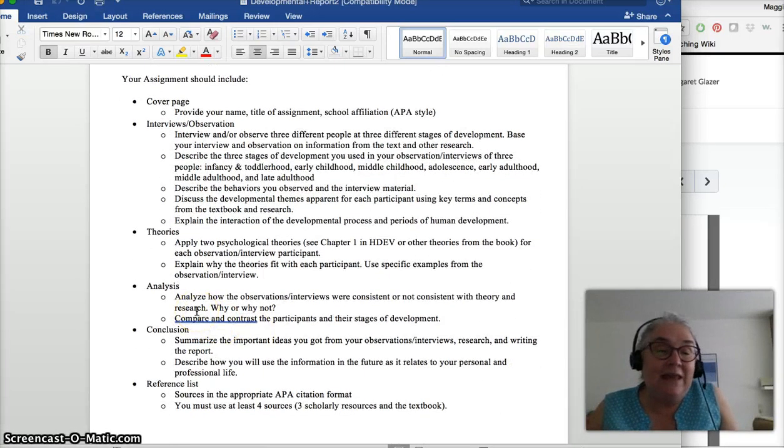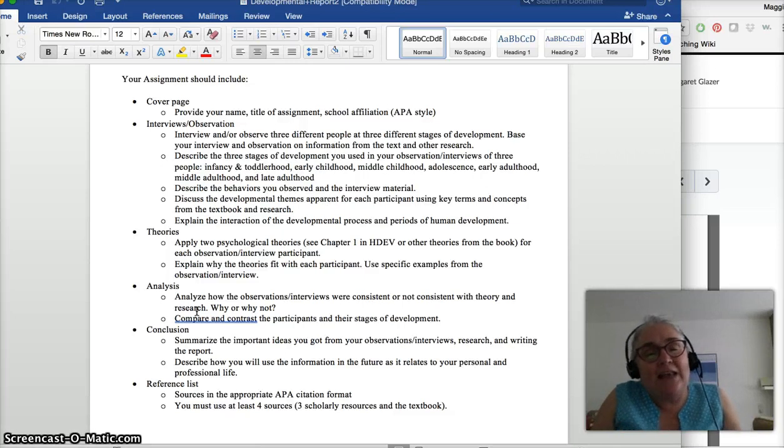And then you'll analyze what you have. You'll have all this interview information. You'll have information from the book, information from the research that you've done, and you'll say, okay, what does this all mean? Is what you saw and what you heard consistent or inconsistent with the research that you saw? Why or why not do you think it is? You might want to compare and contrast participants and their stages of development. You could do that too.